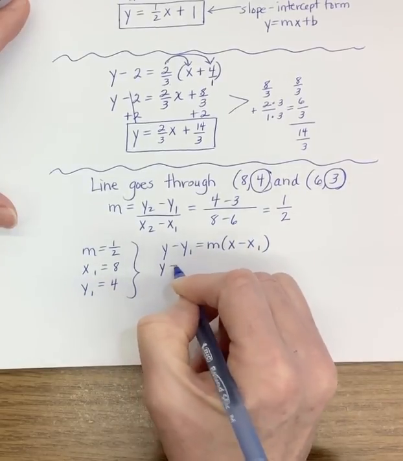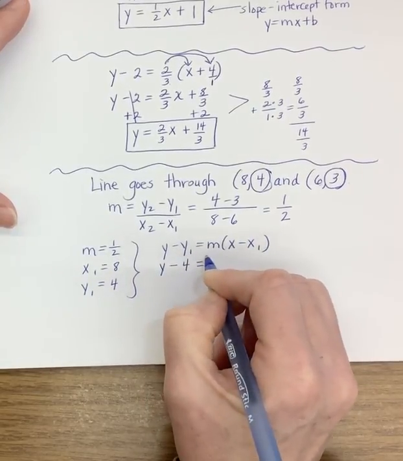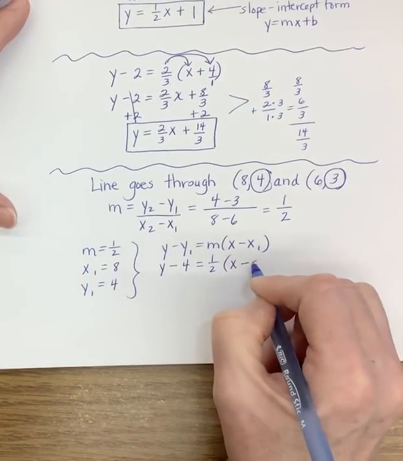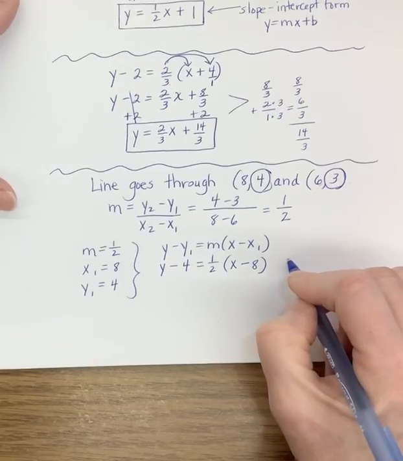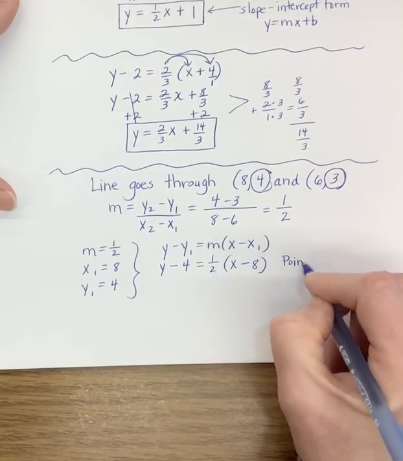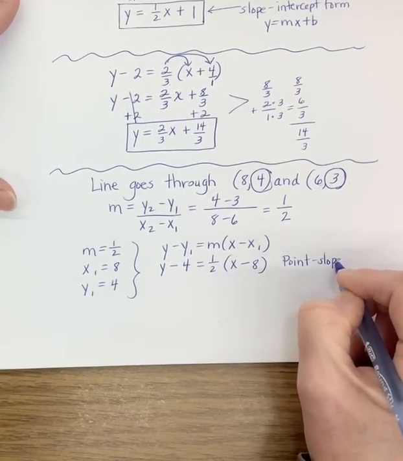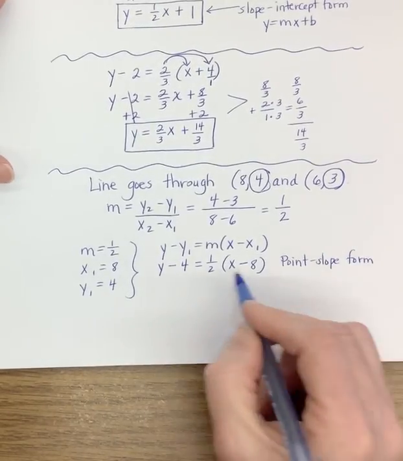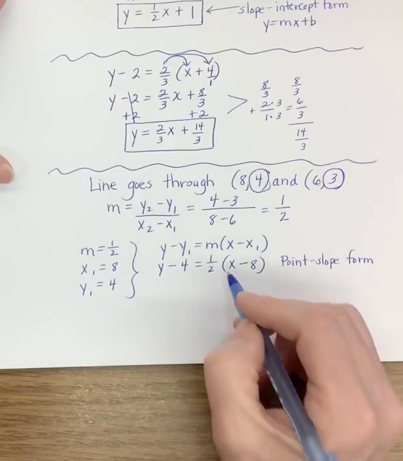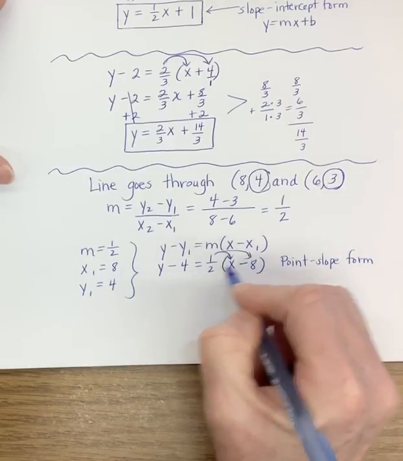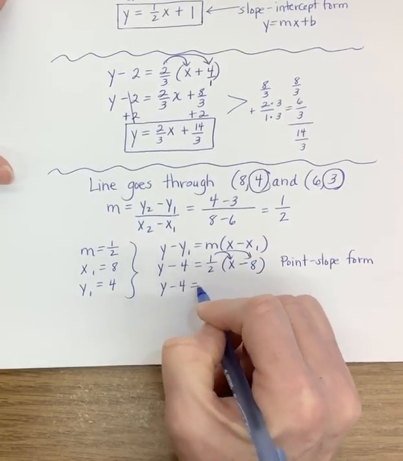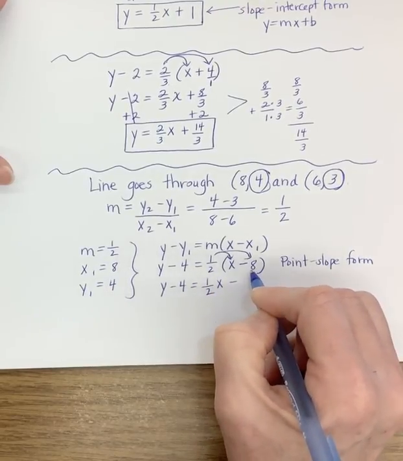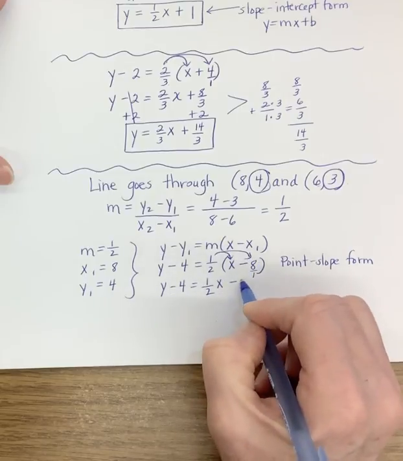I get y minus 4 equals 1/2 times the quantity x minus, x1 is 8. And here's our answer in point-slope form. Now to use the skill we learned earlier, I'm going to get my equation in slope-intercept form. So I'm going to distribute the 1/2. y minus 4 equals 1/2 x minus 1/2 times 8, or in other words, 8 over 2, that's 4.